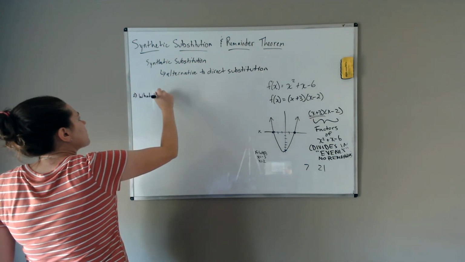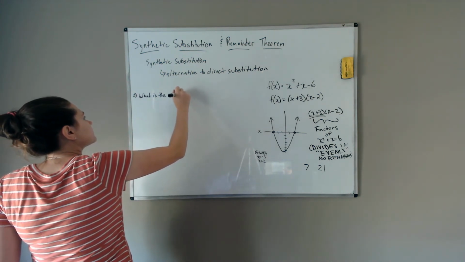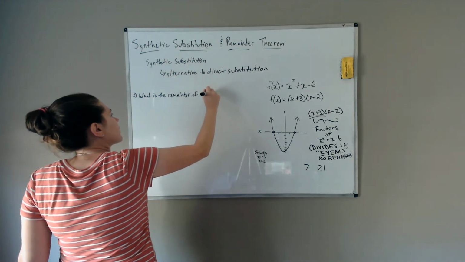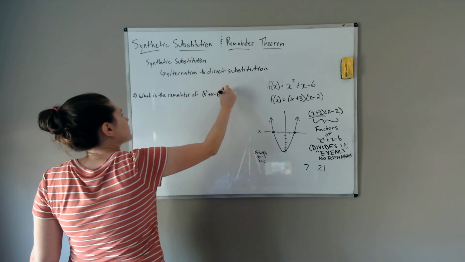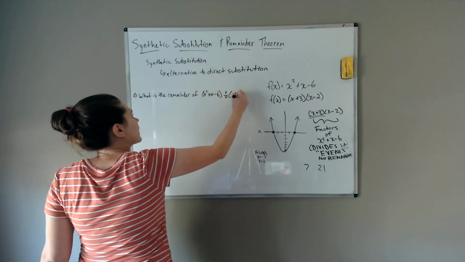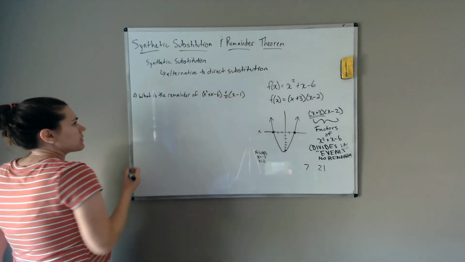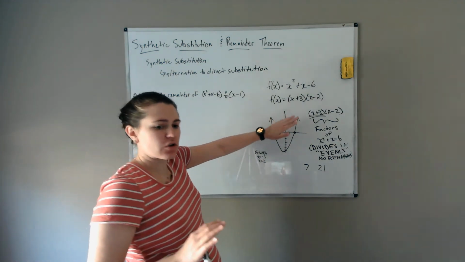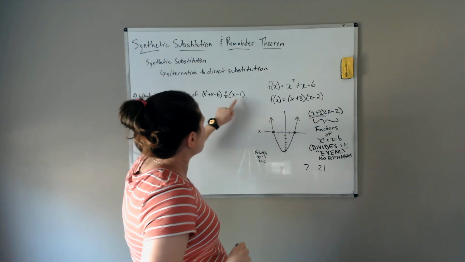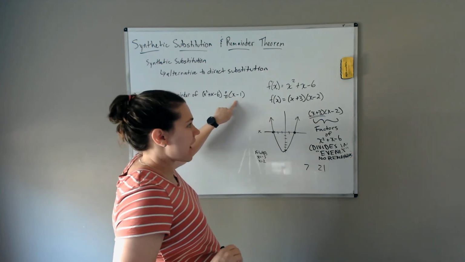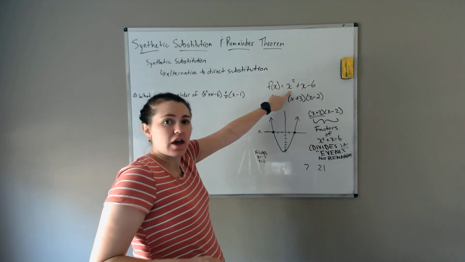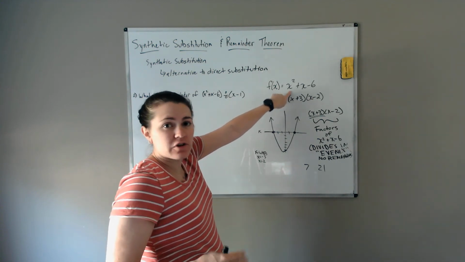What is the remainder of x squared plus x minus 6 divided by x minus 1? Okay, so first off, if we get in the mindset of this whole factor thing, is x minus 1 a factor of x squared plus x minus 6? No. So is the remainder going to be 0?